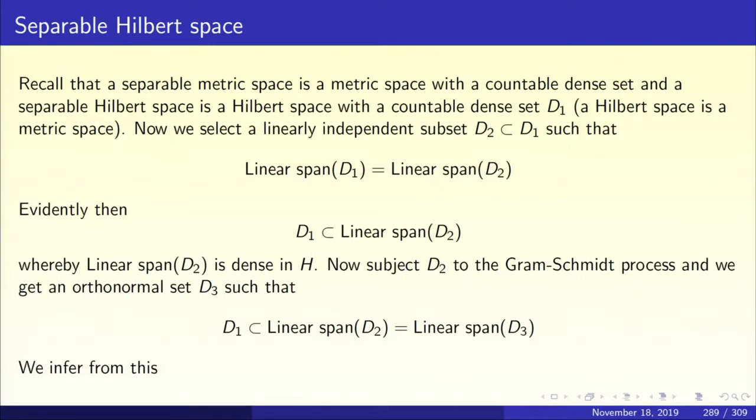So what is an example of a separable metric space? Any space which is countable is automatically separable. So the set of integers is a separable metric space, for example, with the usual metric. Take the real numbers. Real numbers are uncountable, but there is a countable subset, the rationals, which is dense in the reals. So the set of real numbers is a separable metric space.